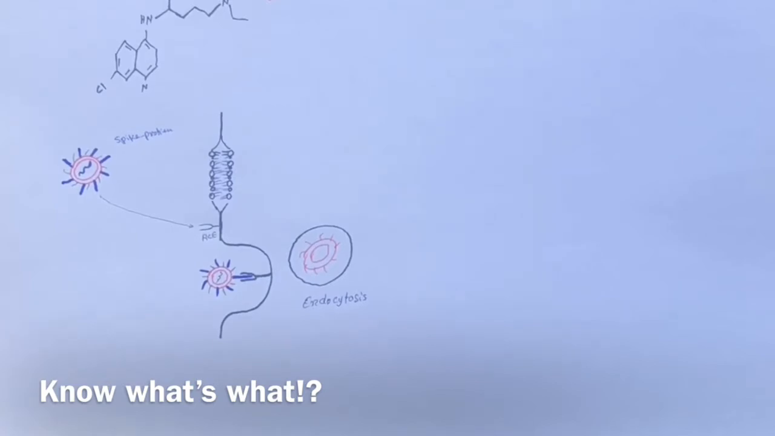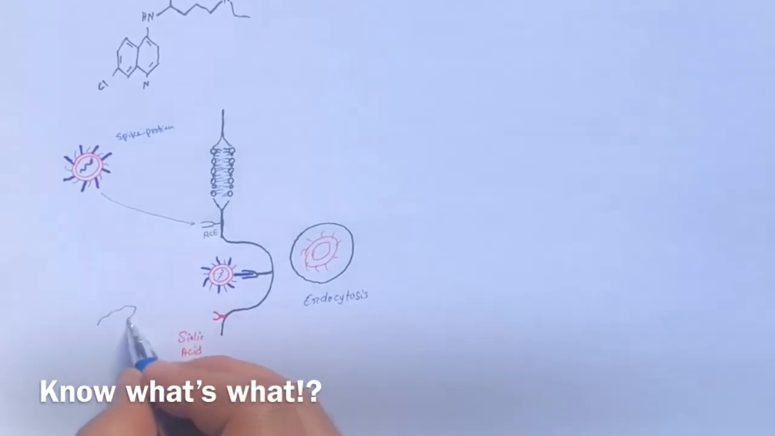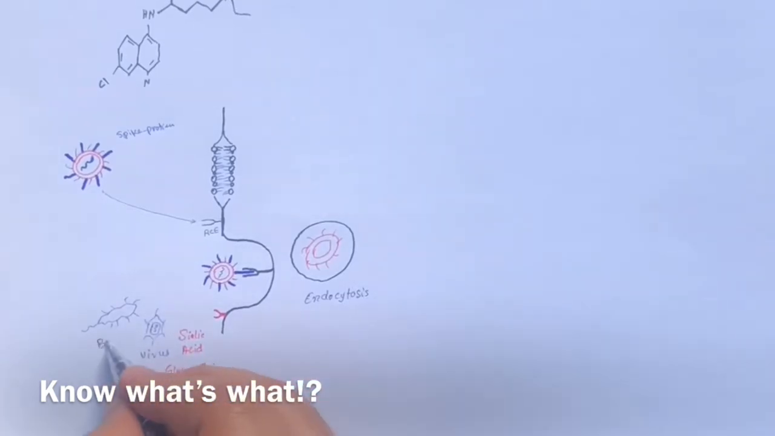Now, there is another glycoprotein, meaning another receptor, which is called sialic acid. This receptor is believed to help bacteria and viruses to bind to the human cell, right? This is the function of this receptor. So we will come back to this, okay?